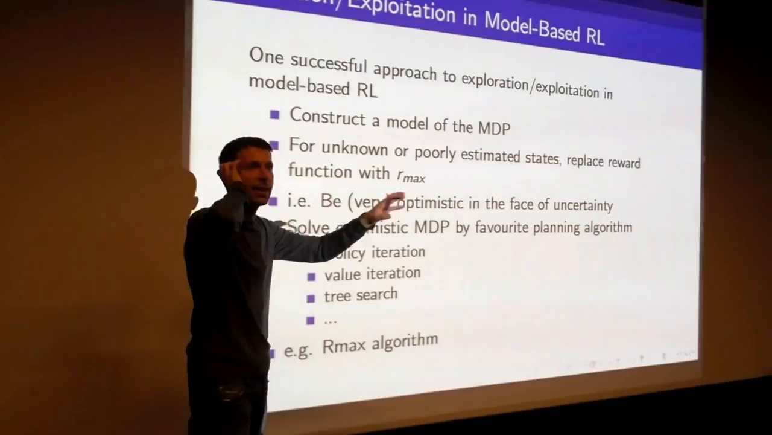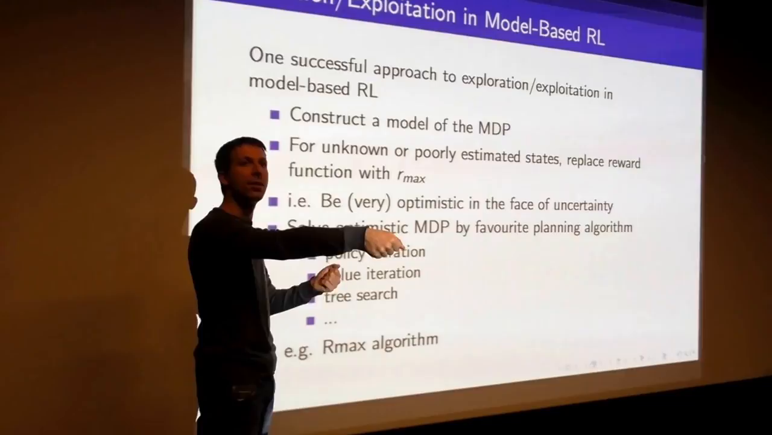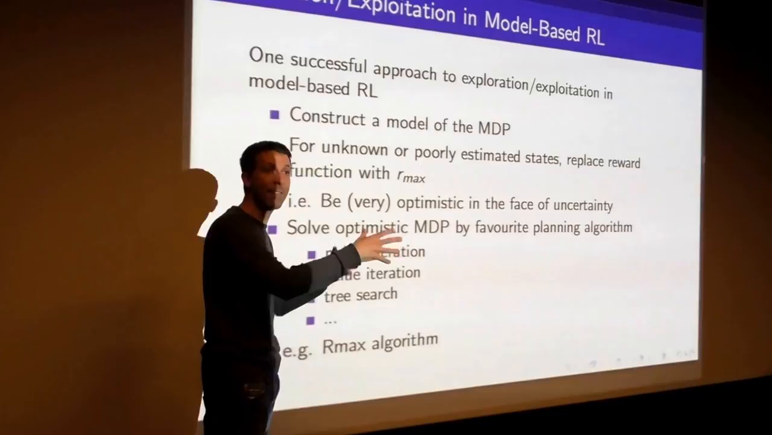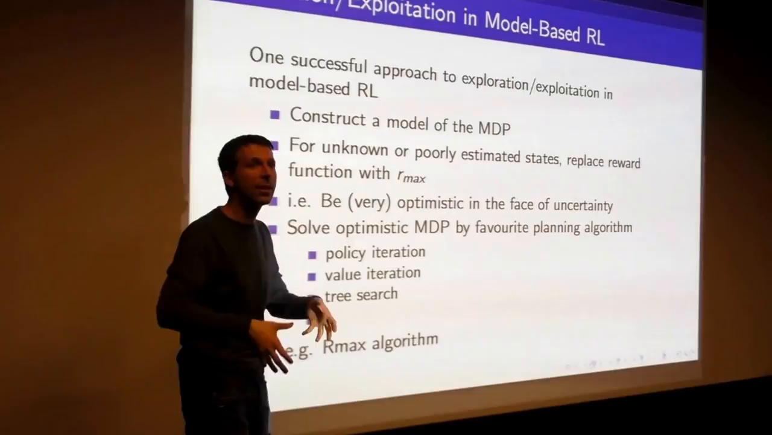Now, what you do is you run your favorite planning algorithm. What's it going to do? Your planning algorithm is going to figure out how to get to each of these states that you don't know about. It thinks that there's some state that you haven't visited yet, and it thinks that state is heaven. So it figures out how to take you to that state. You visit that state. You start to figure out, actually, that state wasn't heaven. It was actually pretty crappy. And then you don't explore that state again.